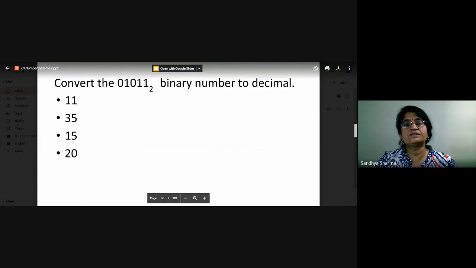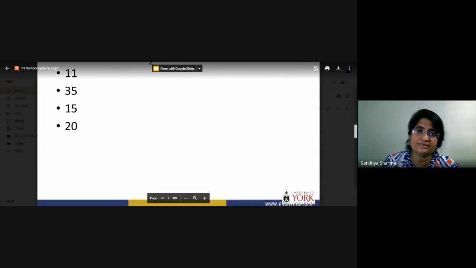Again, we have to convert the binary number 01011 into the decimal number system. Binary is given, and you have to calculate the decimal. So again, what do you have to do? You take 2 to the power of something, and according to that you can convert one number system into another.